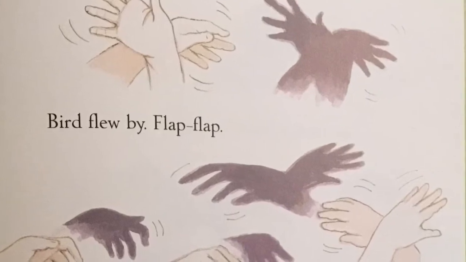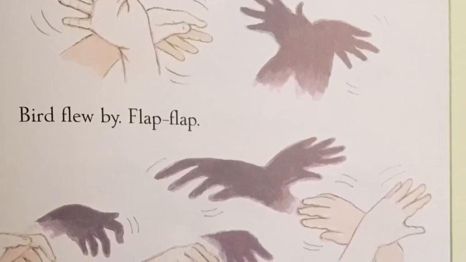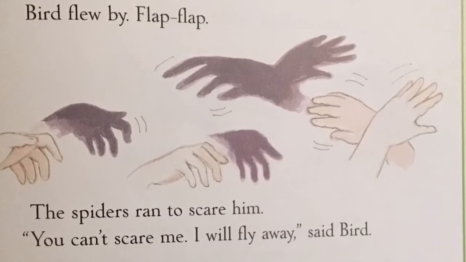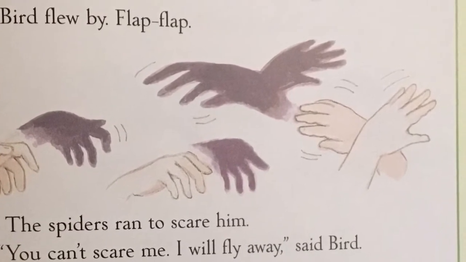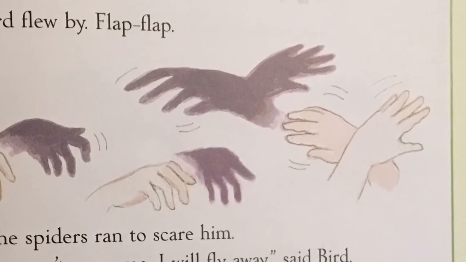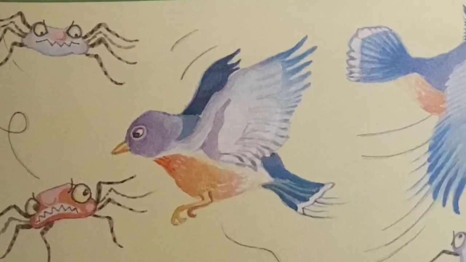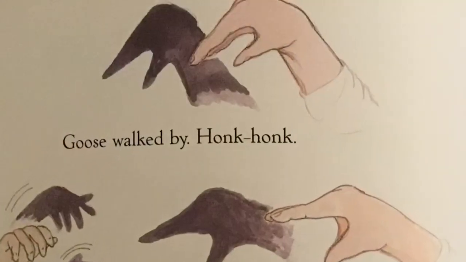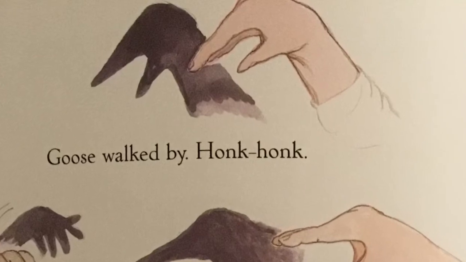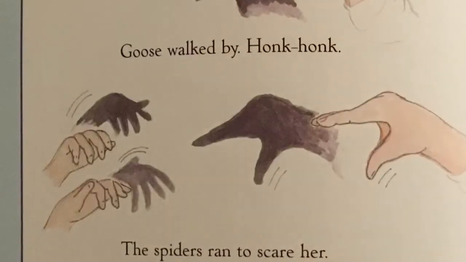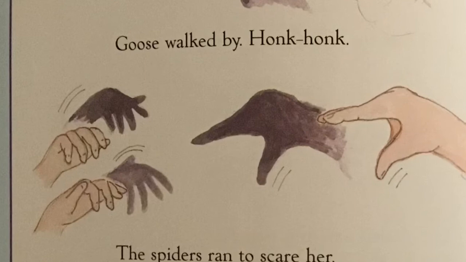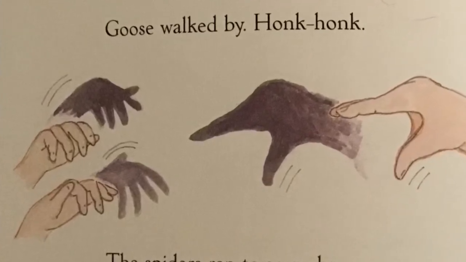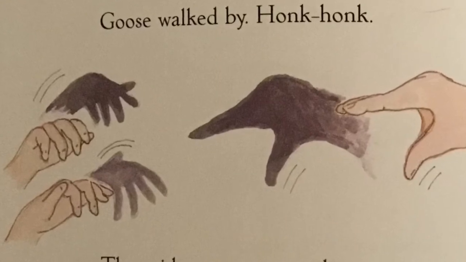Bird flew by. Flap, flap. The spiders ran to scare him. You can't scare me. I will fly away, said Bird. Goose walked by. Honk, honk. The spiders ran to scare her. I will snip, snap both of you, said Goose. I'm not afraid of you.